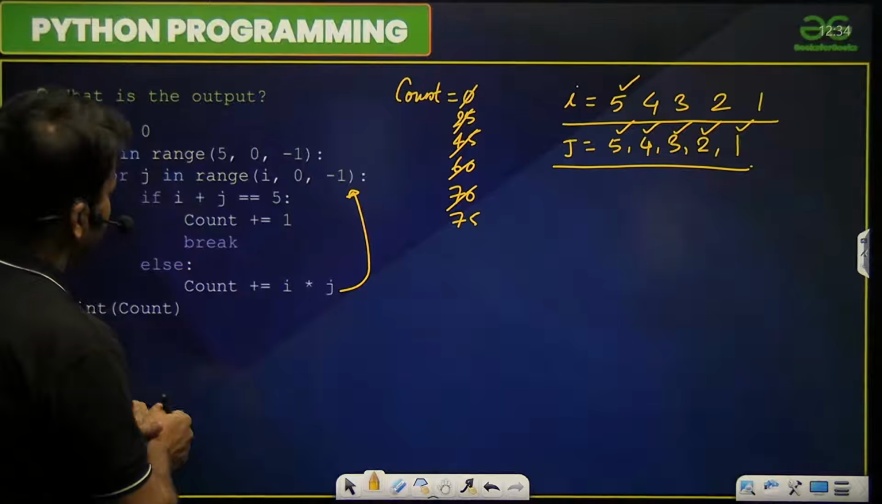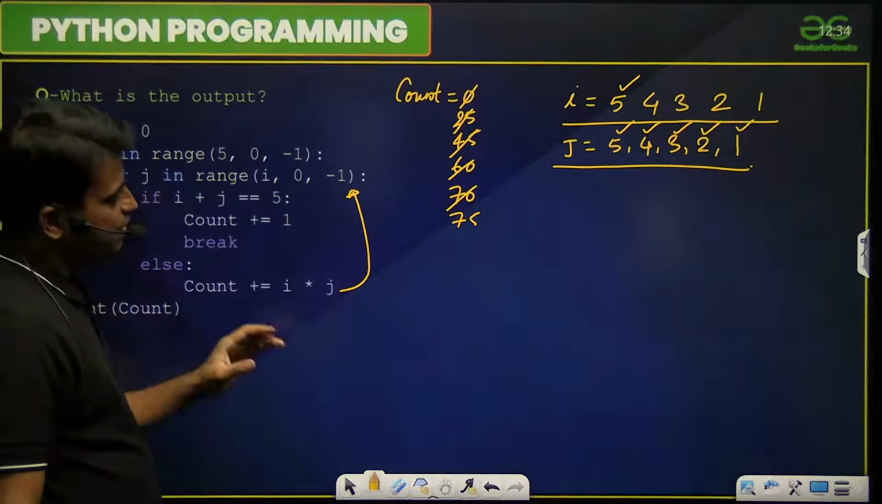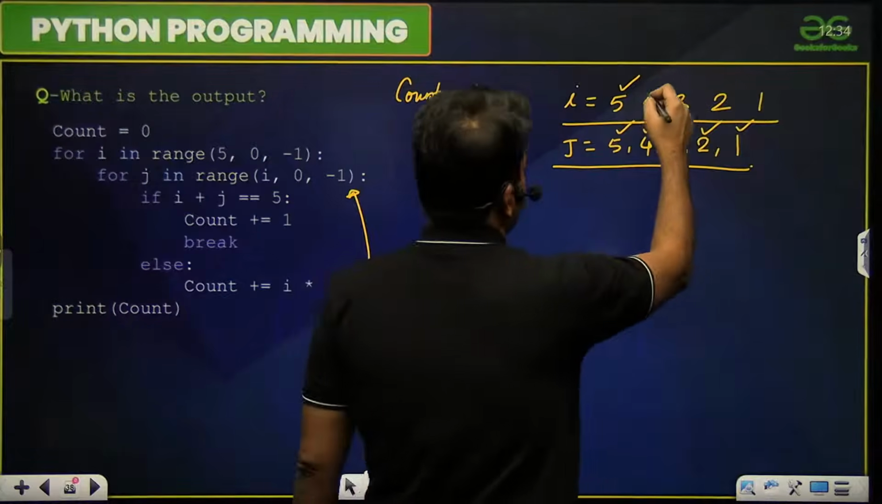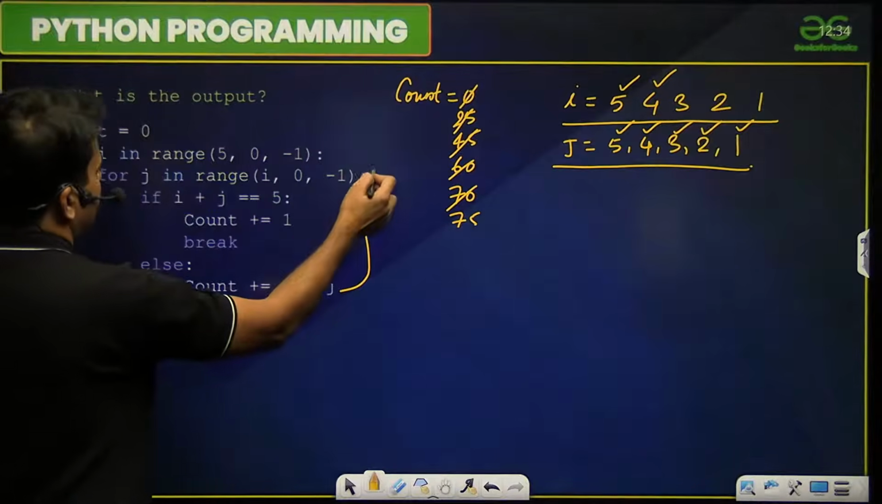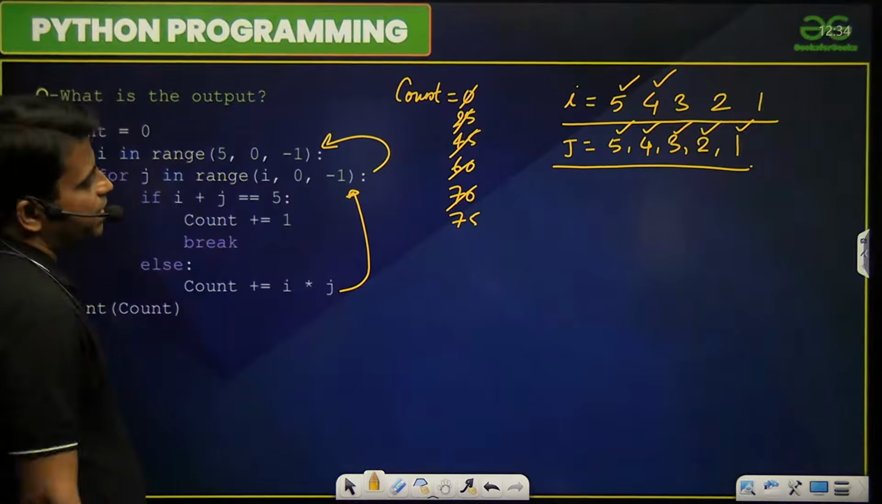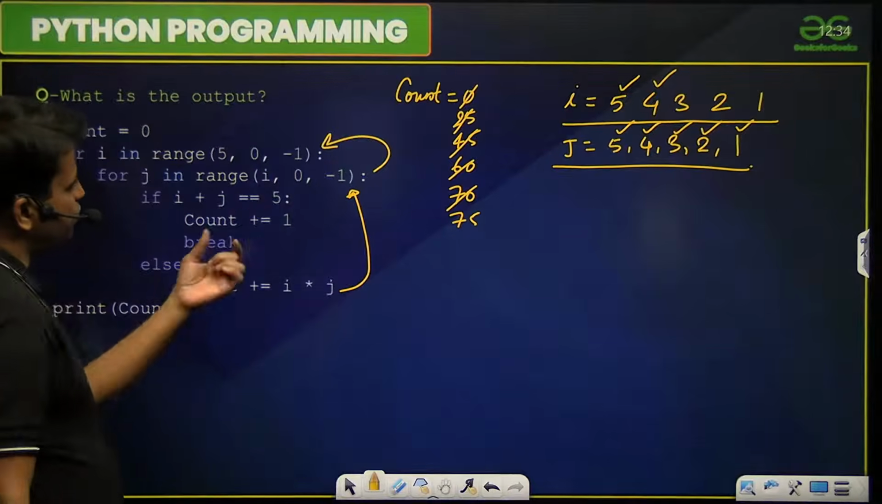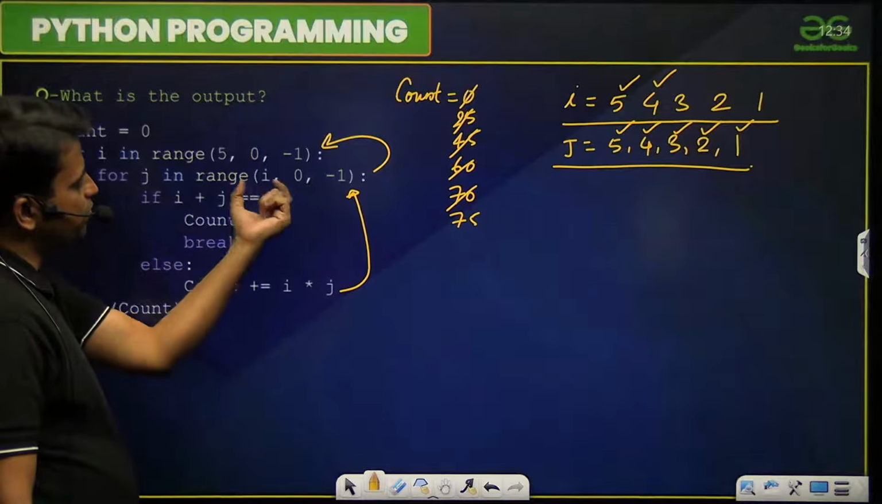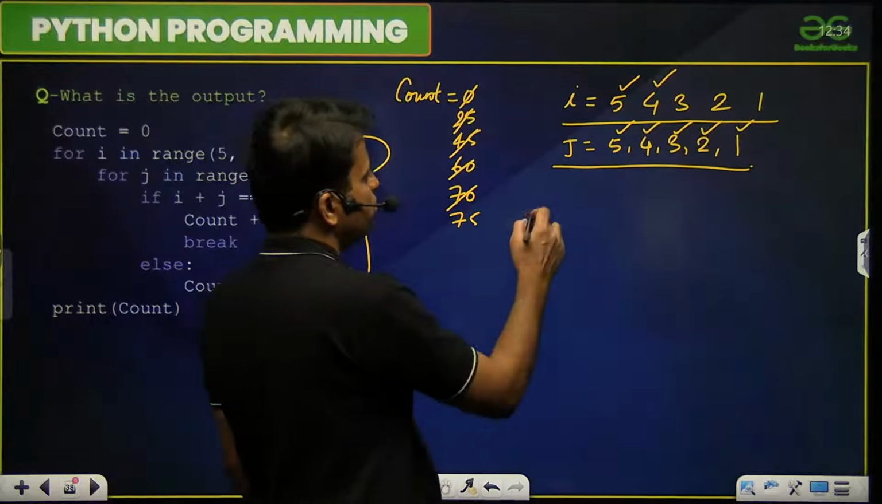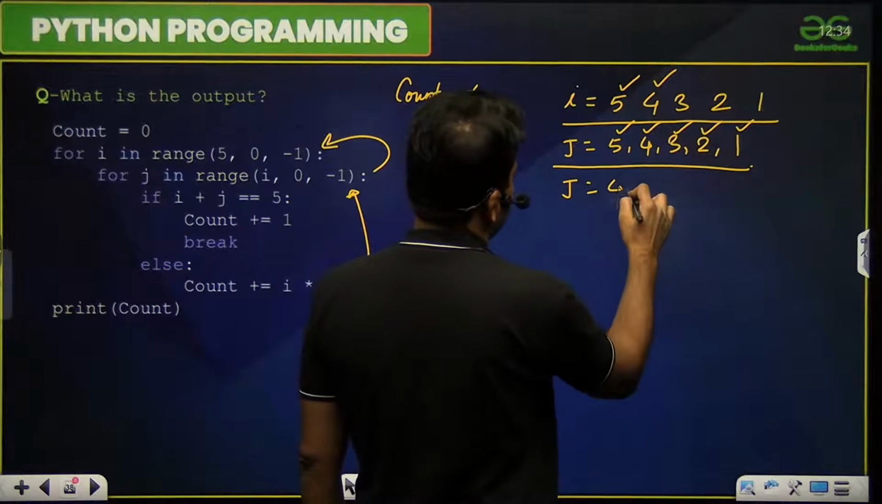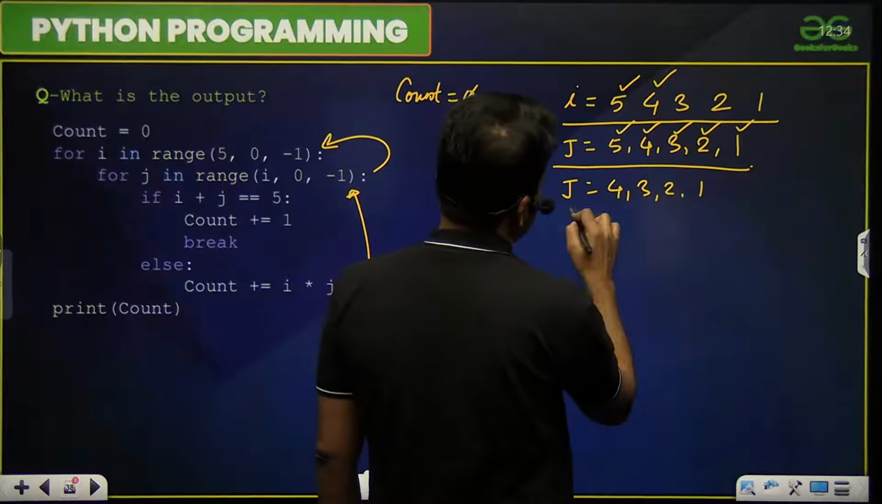This is 75. So the inner loop has completely iterated for i equals 5. Now go to the outer loop, and i equals 4. If i equals 4, what is the meaning of 4, 0, minus 1? What is the meaning of this, students? Then j equals 4, 3, 2, 1.